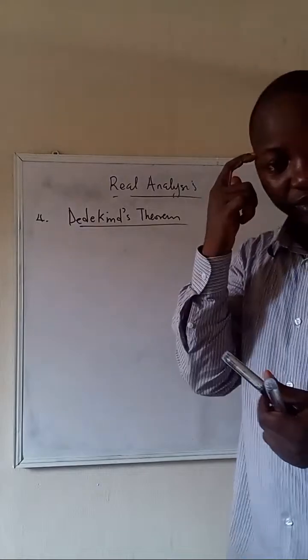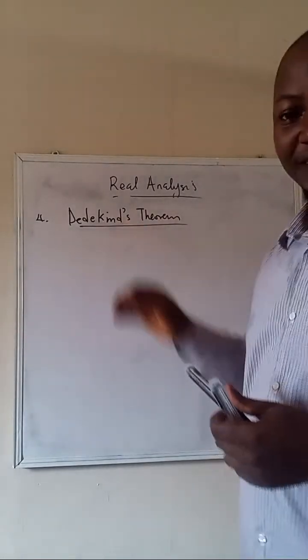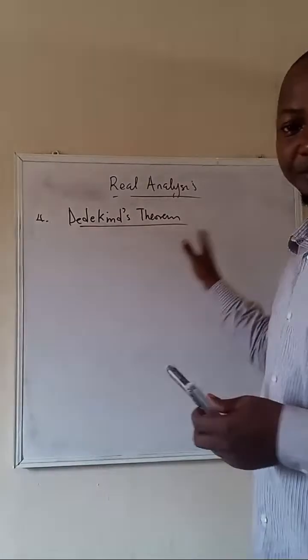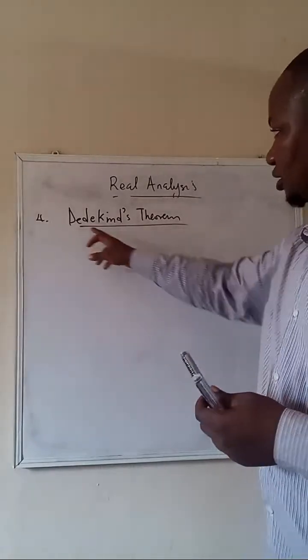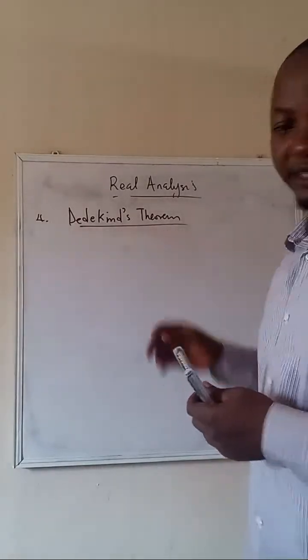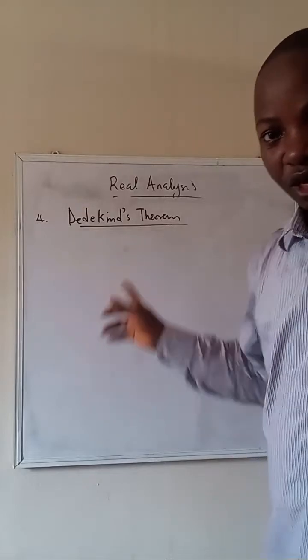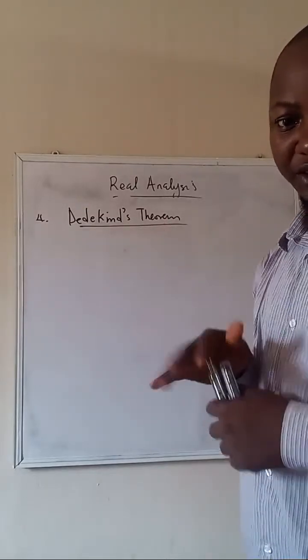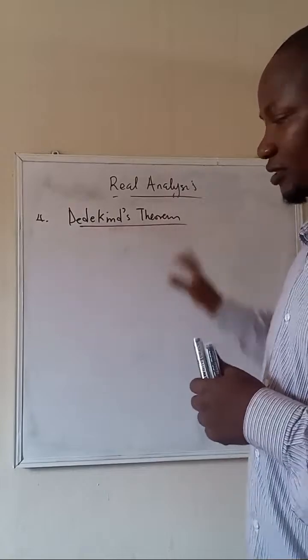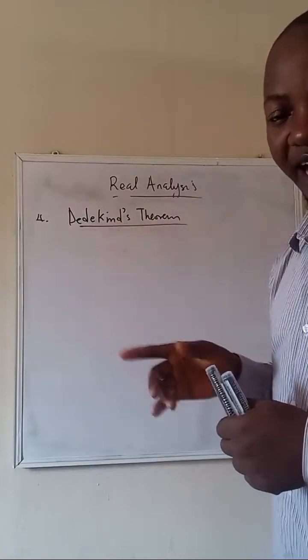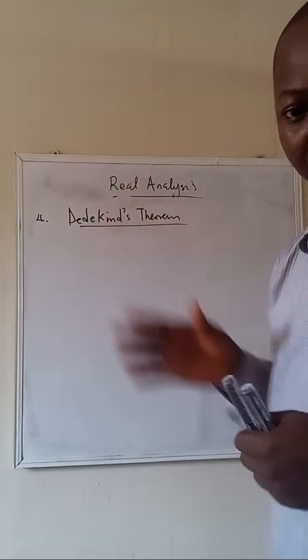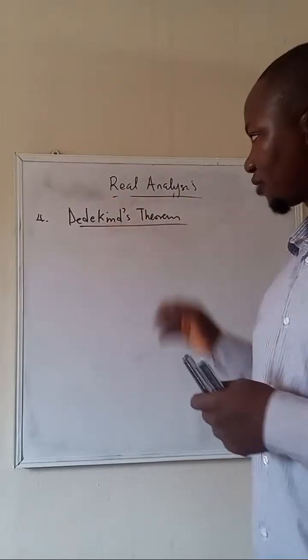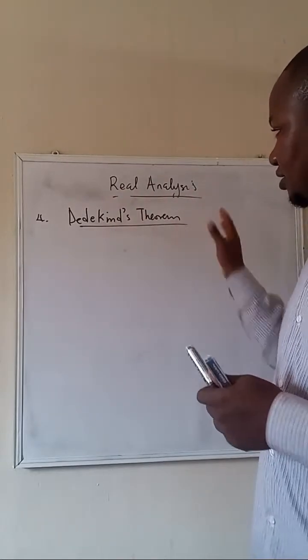The fourth property is referred to as the Dedekind theorem. Okay, Dedekind is a name, and the theorem was named after the mathematician, and that's why it is referred to as such, just like we have the Archimedes theorem in our earlier class.